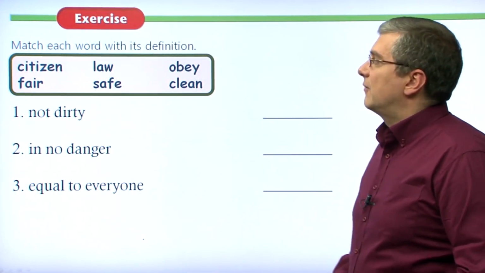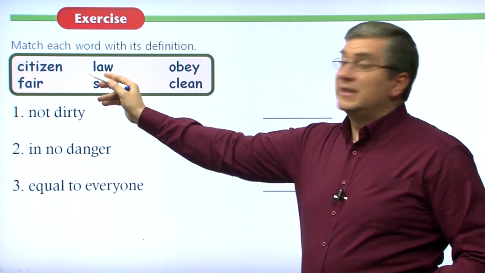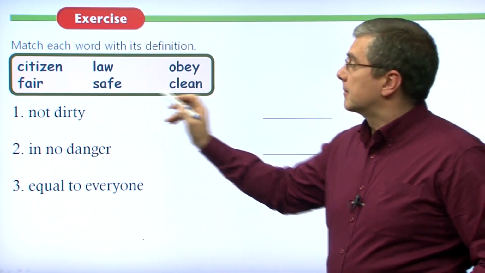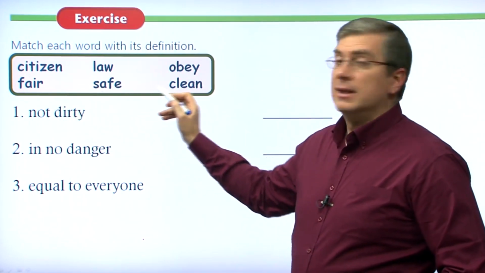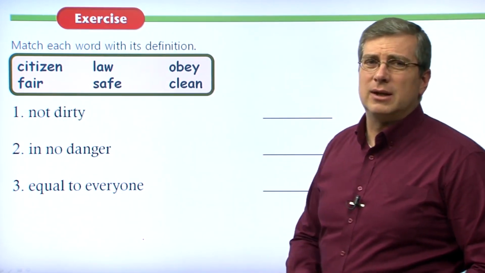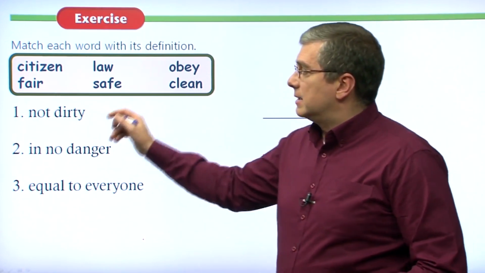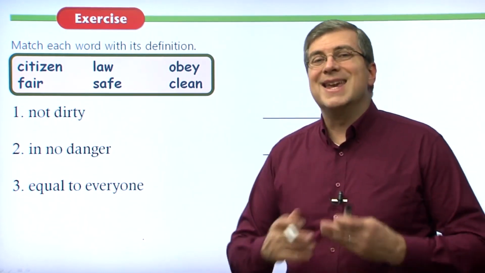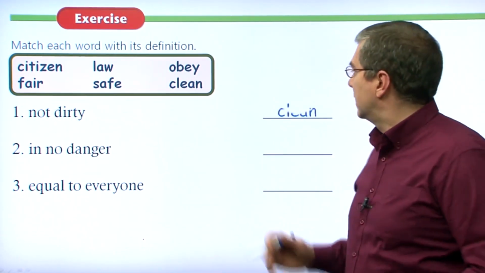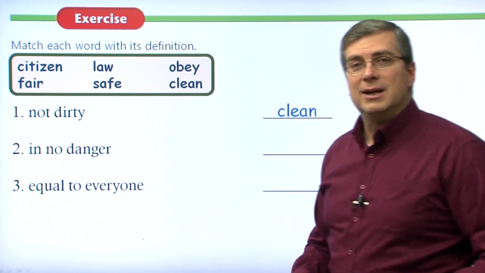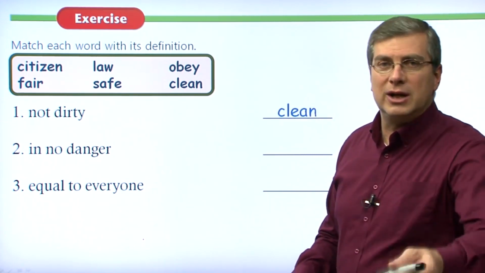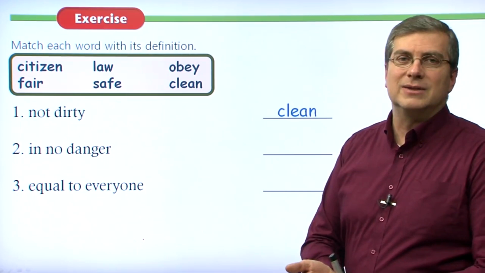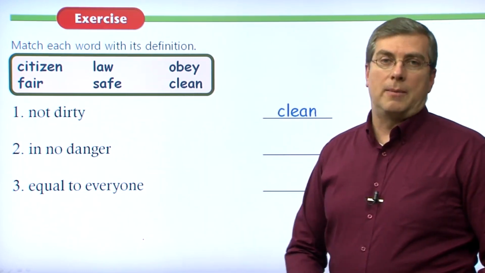Let's match our words to the definitions. Here are our words: citizen, law, obey, fair, safe, and clean. Easy words, right? They're not very long. Let's take a look at the definitions. Number one, not dirty. What is the opposite of dirty? That's clean, right? If your room is dirty, your mom says, clean your room. If your hands are dirty, your mom says, clean your hands. Make your hands clean. So clean and dirty are opposites.